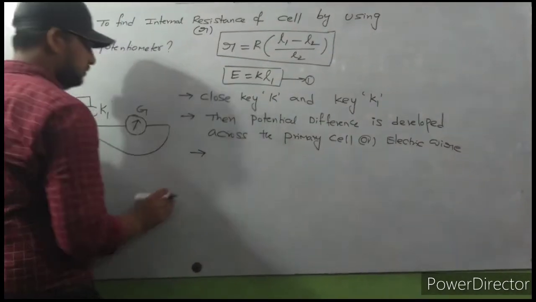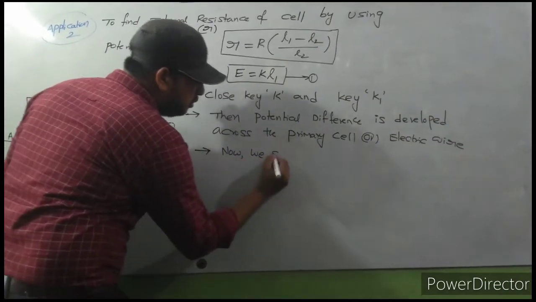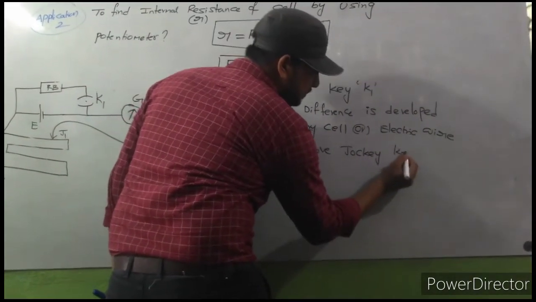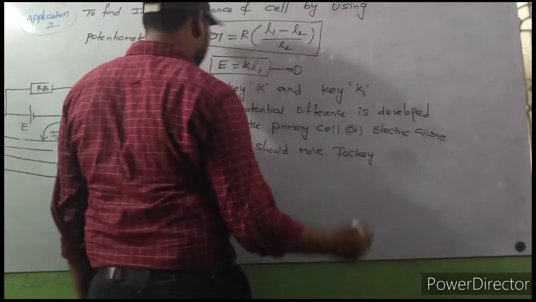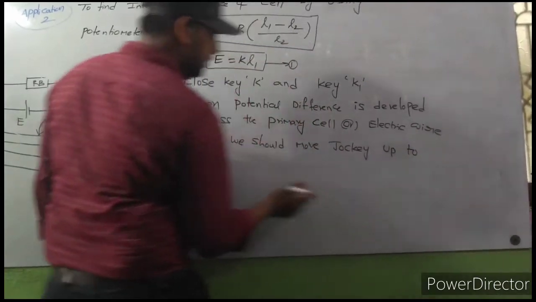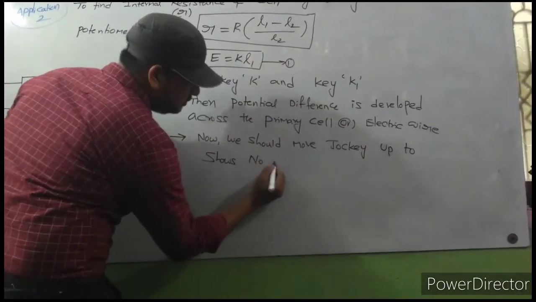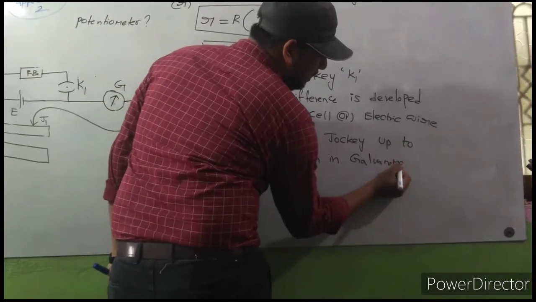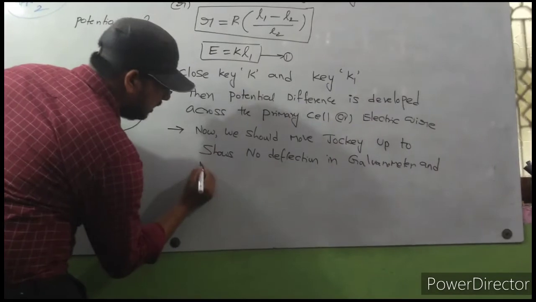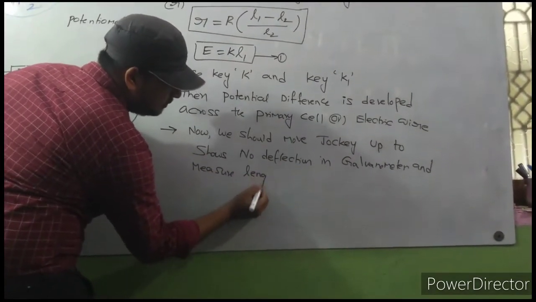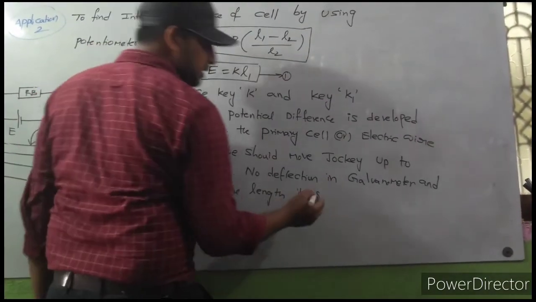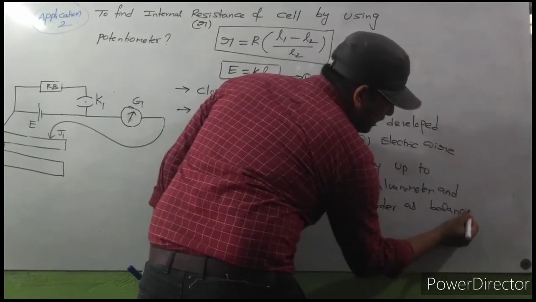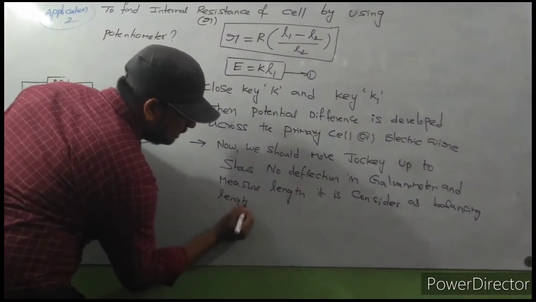So now we should move the jockey key up to show no deflection in the galvanometer, and measure the length. It is considered as the balancing length L2.